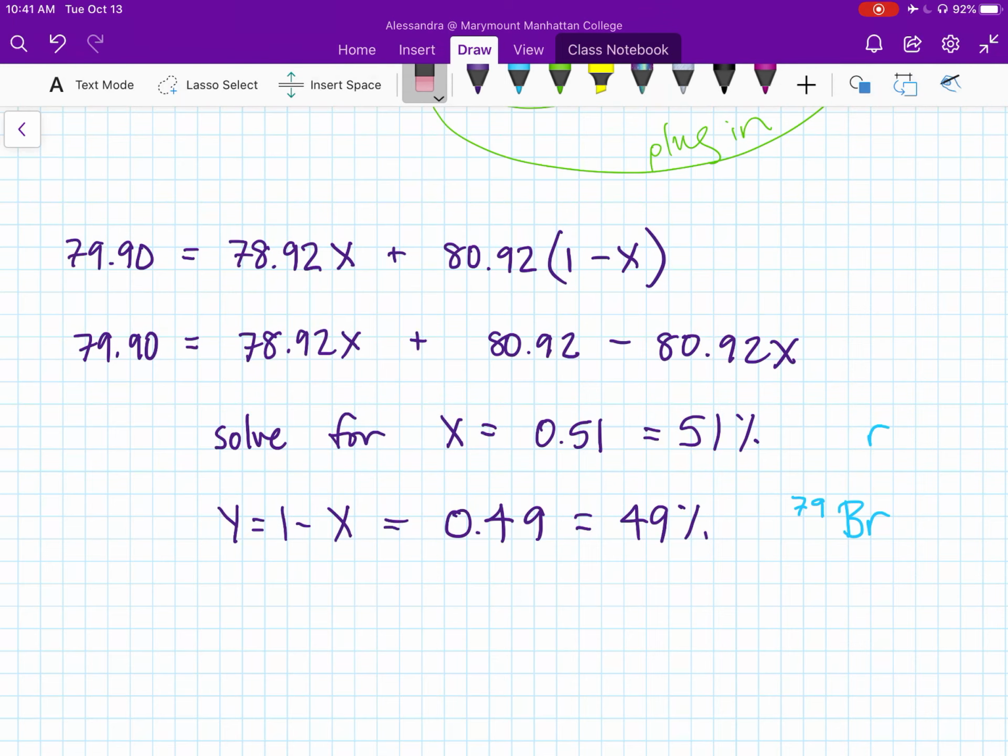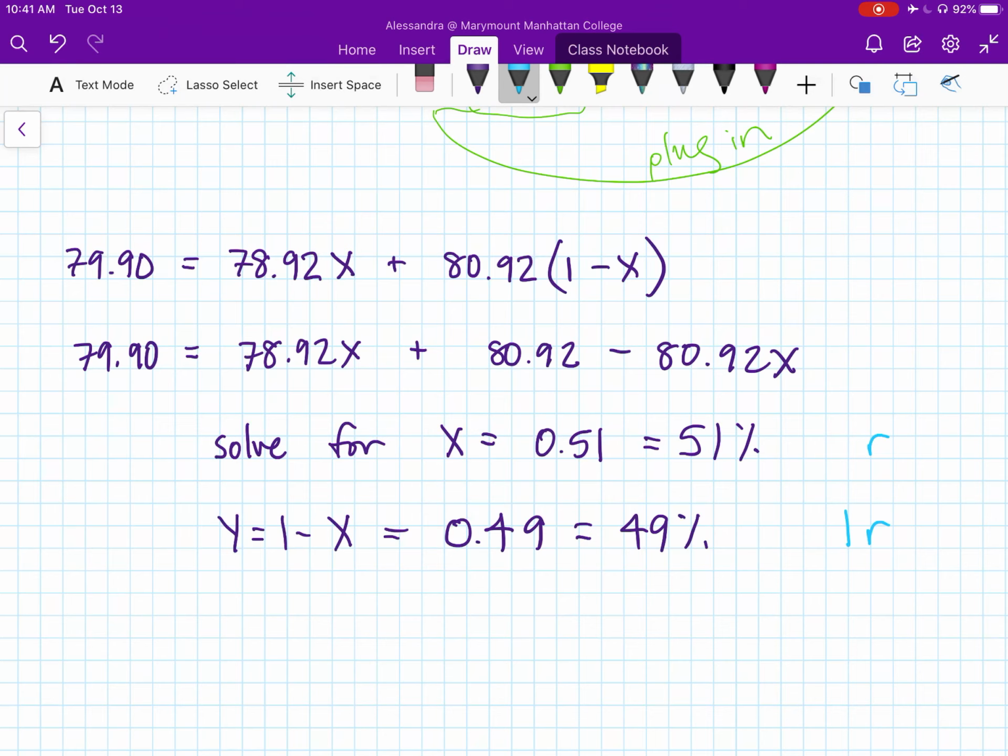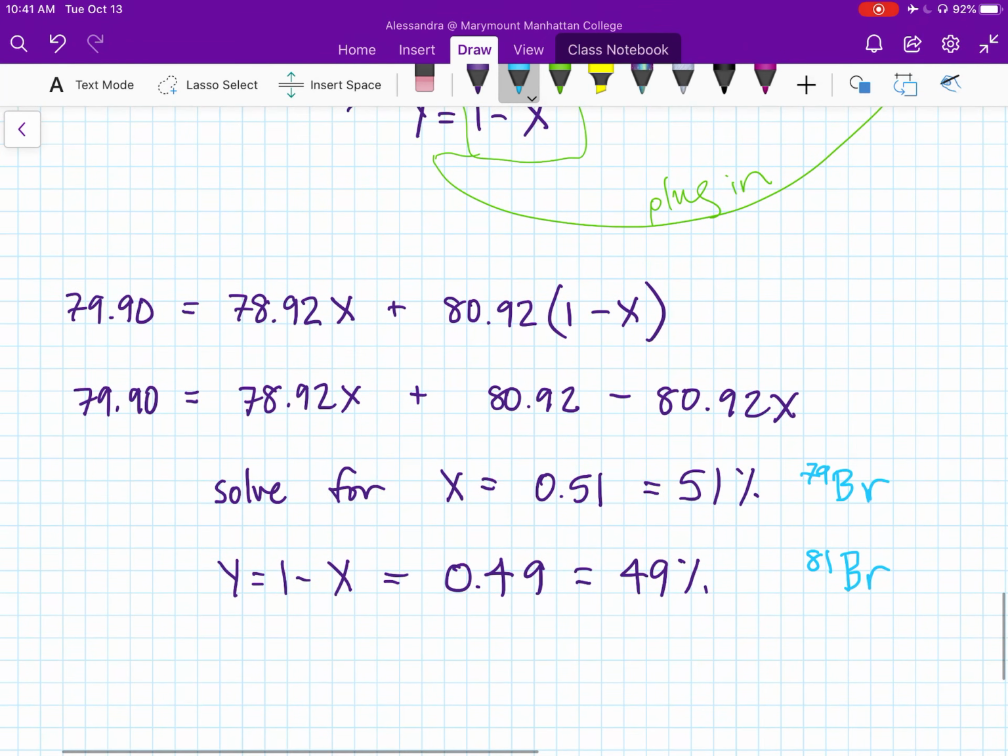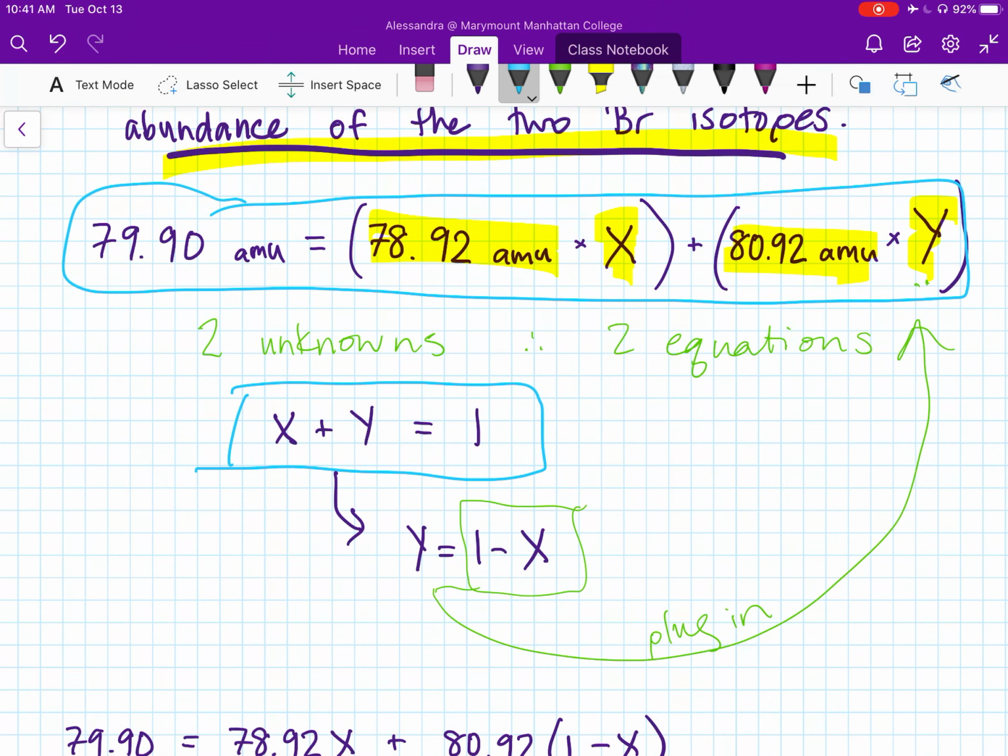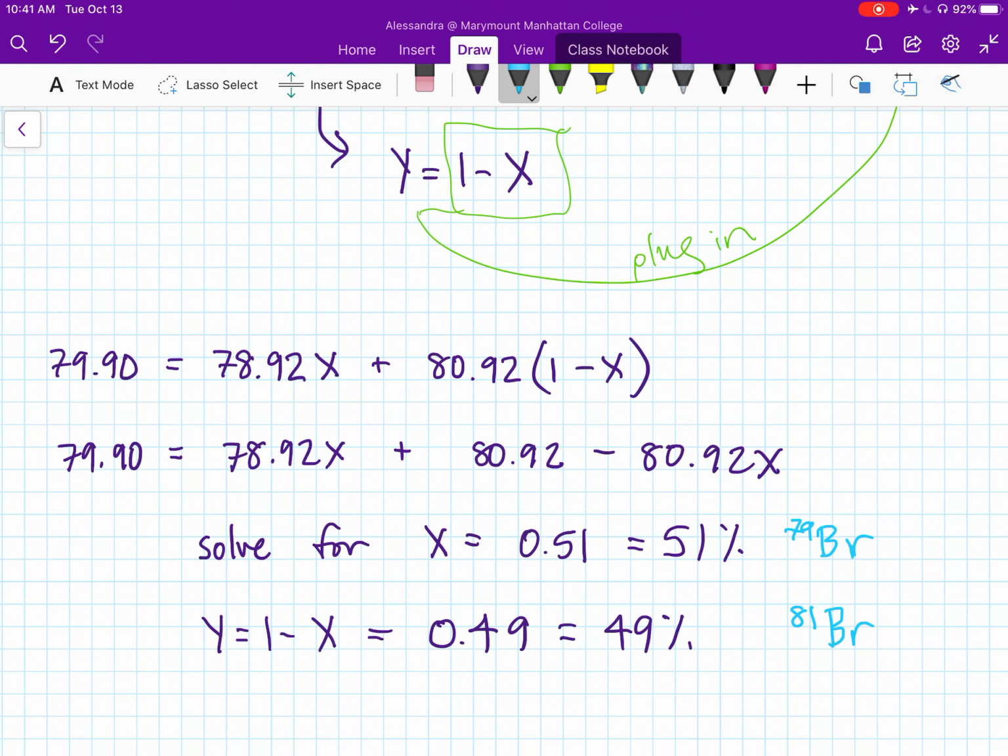Oh wait, I think I switched those by accident. So X was the lighter isotope. Yeah, X is the lighter isotope. So bromine 79 is going to be 51%, and the bromine 81 is going to be the heavier isotope. The way that we figured that out is that X is the variable that I had associated with the lighter mass, and Y was the variable that I had associated with the heavier mass. So the lighter isotope is 51% and the heavier isotope is 49%. Phew.